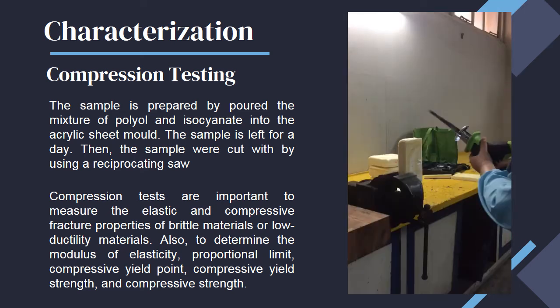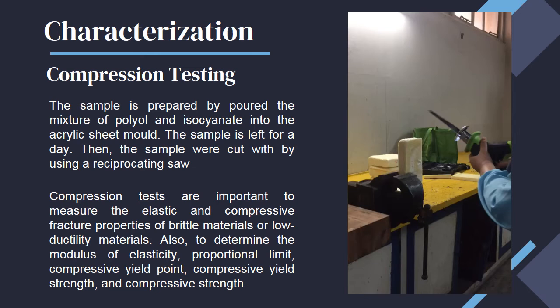Second characterization is the compression testing. The sample is prepared by pouring the mixture of polyol and isocyanate into an acrylic sheet mold. The sample is left for a day, then the sample is cut by using a reciprocating saw. As you can see from the video, this is me cutting the sample by using the reciprocating saw.